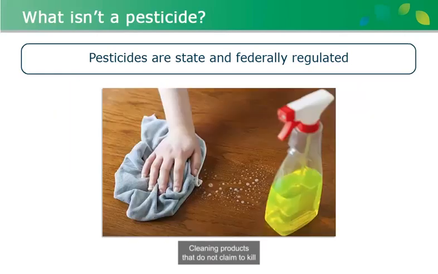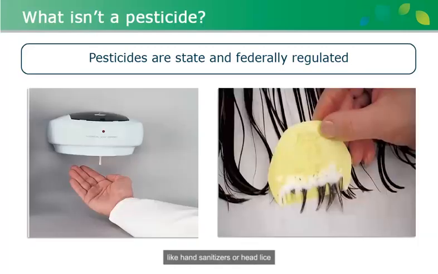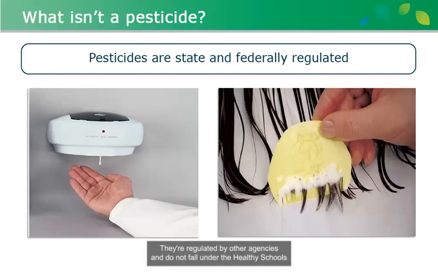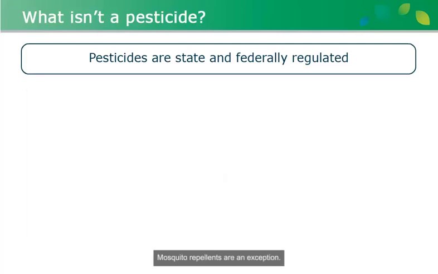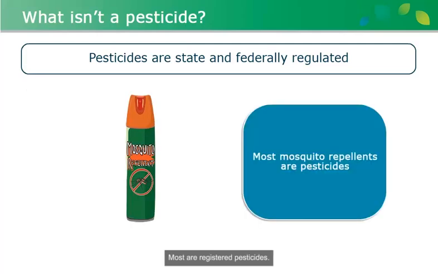Cleaning products that do not claim to kill germs are not pesticides. Products used to kill germs or pests on the human body, like hand sanitizers or head lice treatments, are not pesticides. They're regulated by other agencies and do not fall under the Healthy Schools Act requirements. Mosquito repellents are an exception. Most are registered pesticides.